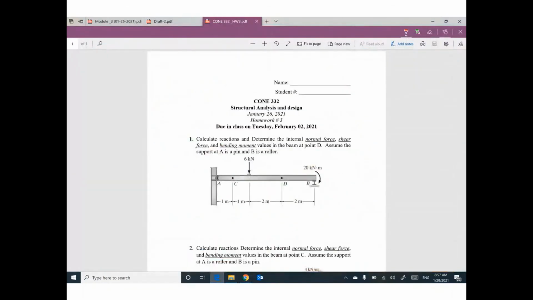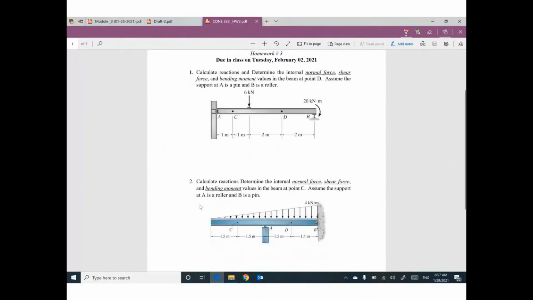For homework number 3, we have only 2 problems. The first one, we need to calculate reactions, and it's given A is pin, B is roller. So go ahead and calculate your reactions. The second one, we need to determine the internal normal force, which is axial force, shear force, and the bending moment at point D. So after you calculate reactions, do the cut at point D.